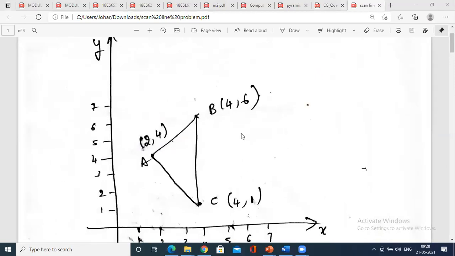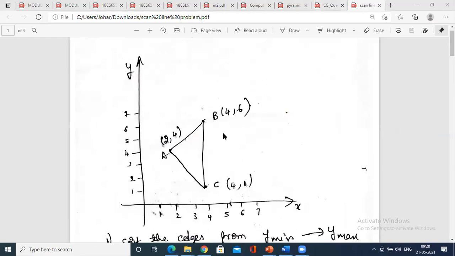Okay, first focus here. So this is the problem, the same problem I showed you in the PPT. You have to fill this using scanline. The y intercept here is 1, the y intercept here is 4, and here it is 6, and these are the x values being given: 4 comma 1, 2 comma 4, 4 comma 6. You have to identify with respect to the scan line which scan line will intersect.